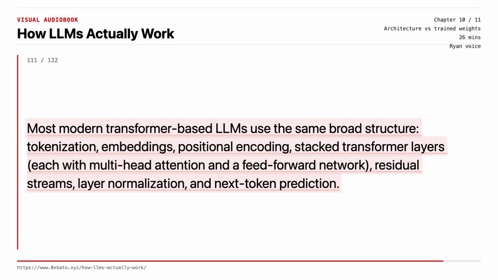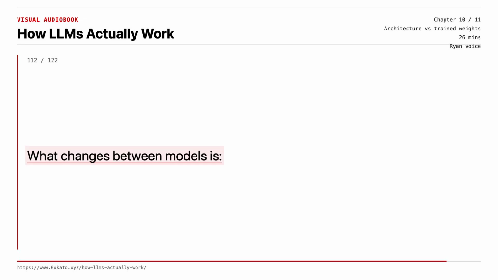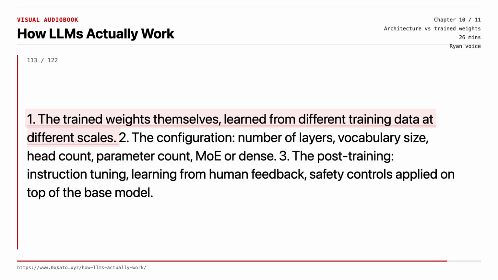Most modern transformer-based LLMs use the same broad structure: tokenization, embeddings, positional encoding, stacked transformer layers, each with multi-head attention and a feed-forward network, residual streams, layer normalization, and next token prediction. What changes between models is: 1. The trained weights themselves, learned from different training data at different scales. 2. The configuration: number of layers, vocabulary size, head count, parameter count, MoE or dense. 3. The post-training: instruction tuning, learning from human feedback, safety controls applied on top of the base model.